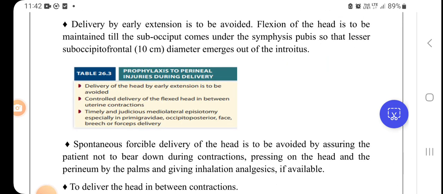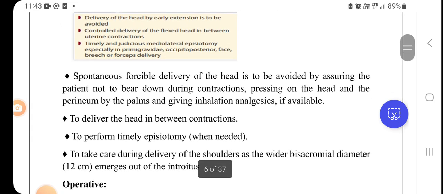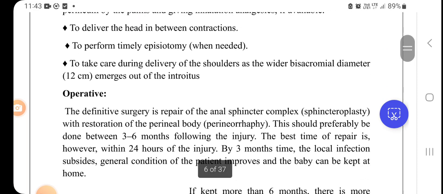Then spontaneous forcible delivery of the head is to be avoided by assuring the patient not to bear down during the contractions. Pressing on the head and the perineum by the palms and giving inhalational analgesics if available, to deliver the head in between the contractions. To perform timely episiotomy when needed. To take care during delivery of the shoulder, as the wider bisacromial diameter, that is 12 cm, emerges out of the introitus. So the next one, we will see regarding the operative procedure in the next video.